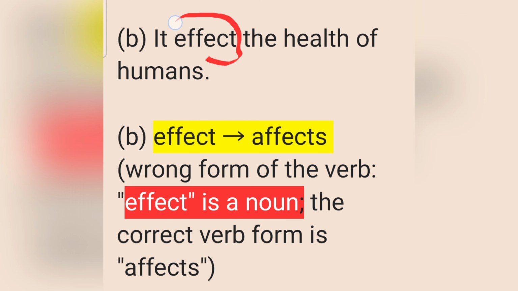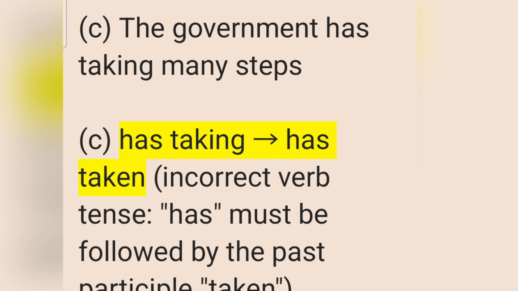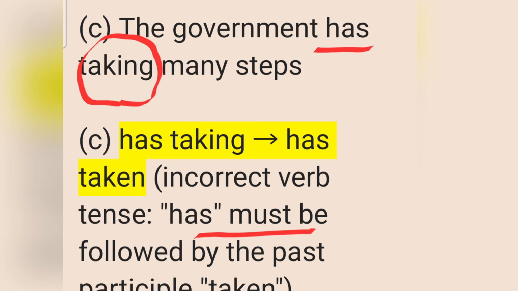Here the effect has an error. Why? Because it is the wrong form of verb. Effect is a noun. So the verb will be affect. Now let's see the C sentence. Here we can find that after has, taking is coming. So here it has a fault because has must be followed by the past participle. So it will become taken.